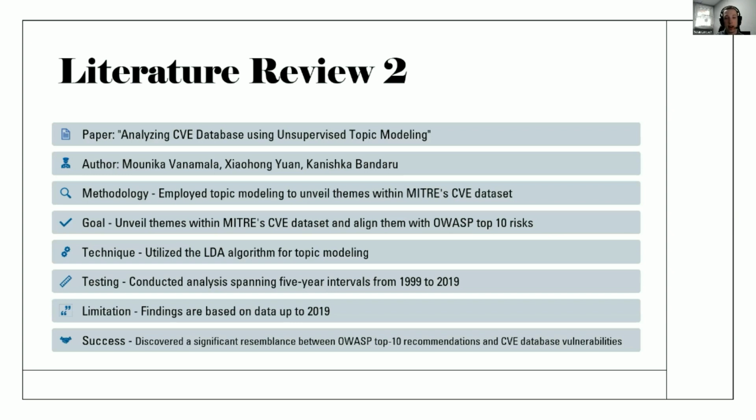The analysis spanned 5-year intervals, starting from 1999 and extending to 2019. Remarkably, the findings revealed a significant resemblance between the recommendations in the OWASP top 10 and the increasing vulnerabilities reported in the CVE database. This congruence demonstrated the effectiveness of the study's approach and its ability to identify cybersecurity trends based on the striking similarities observed between the OWASP top 10 and the escalating reports within the CVE database.